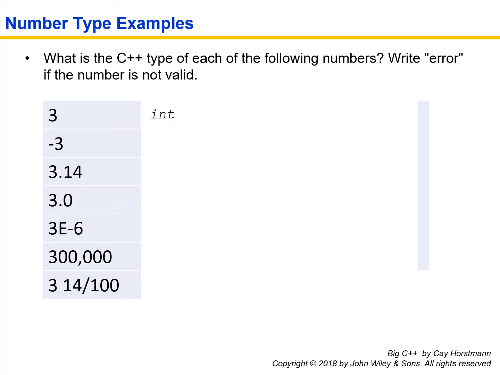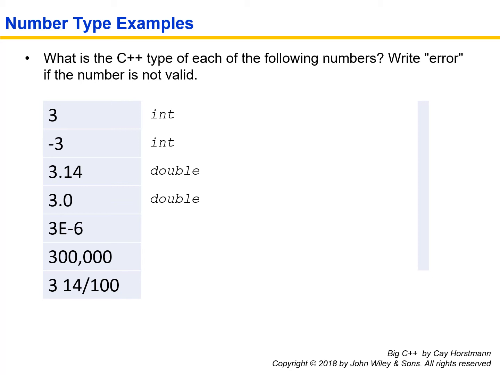This first one is an int because it has no decimal point. The next one is also an int because it has no decimal point. The next one does have a decimal point, and so it will be a double whether the decimal point is 0.14 or 0.0.